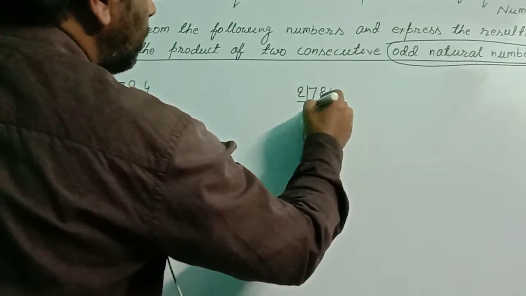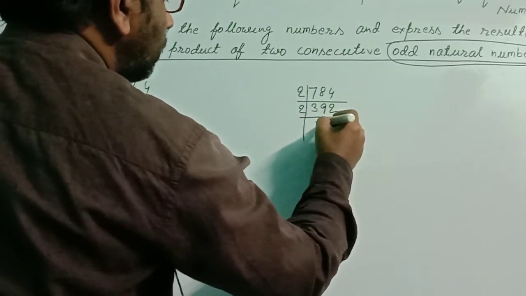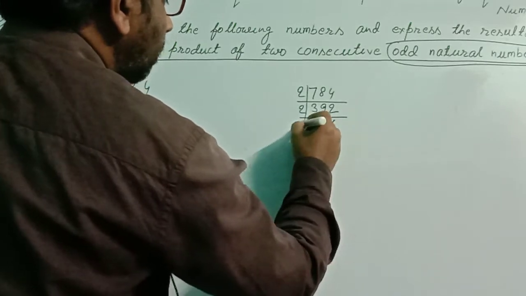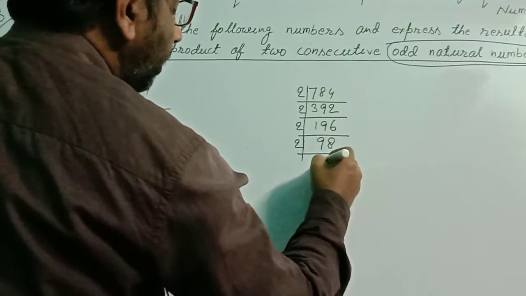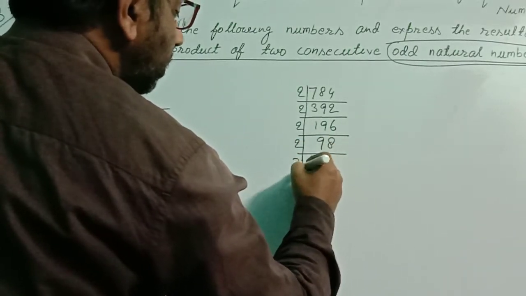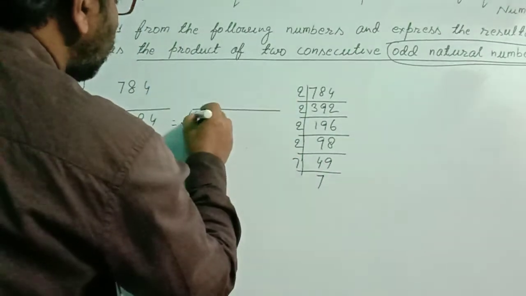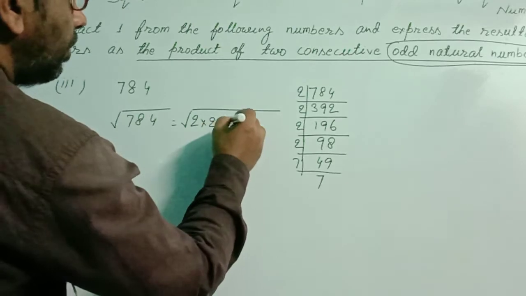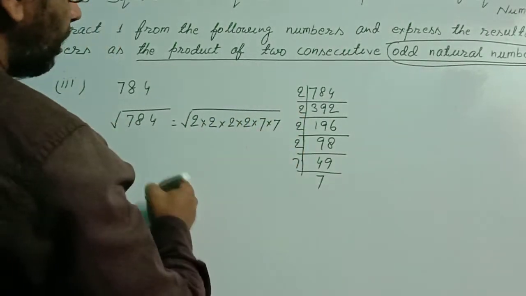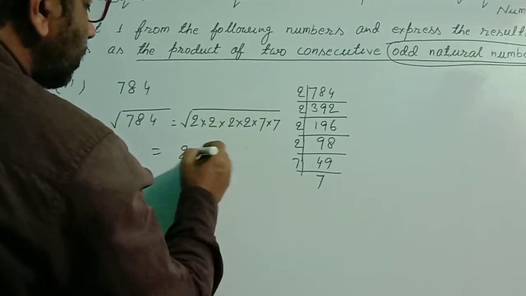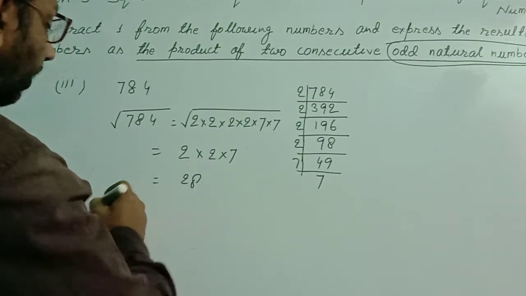Divisible by 2. 2 3s are 6, 2 9s are 18, 2 2s are 4, 2 1s are 2, 2 9s are 18, 2 6s are 12, 2 8s are 16, 2 4s are 8, 2 9s are 18. 7 7s are 49. So this became equal to 2 into 2 into 2 into 2 into 7 into 7. That is equal to 2 into 2 into 7 equal to 28.